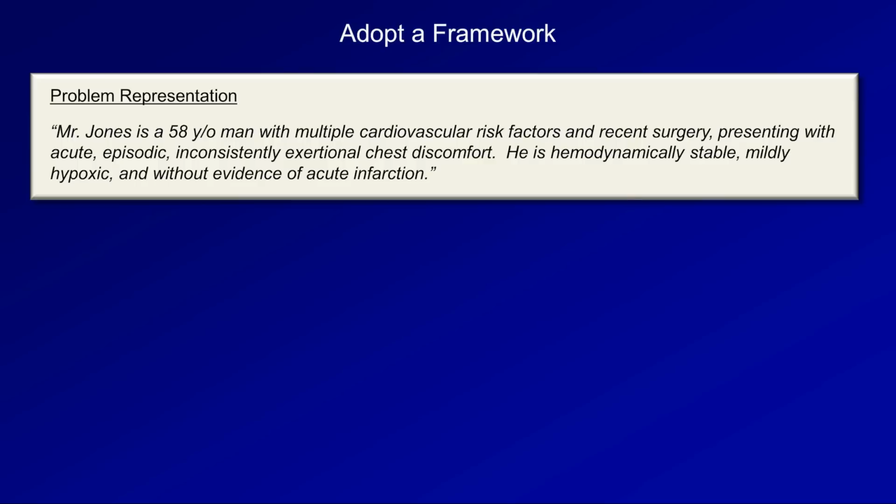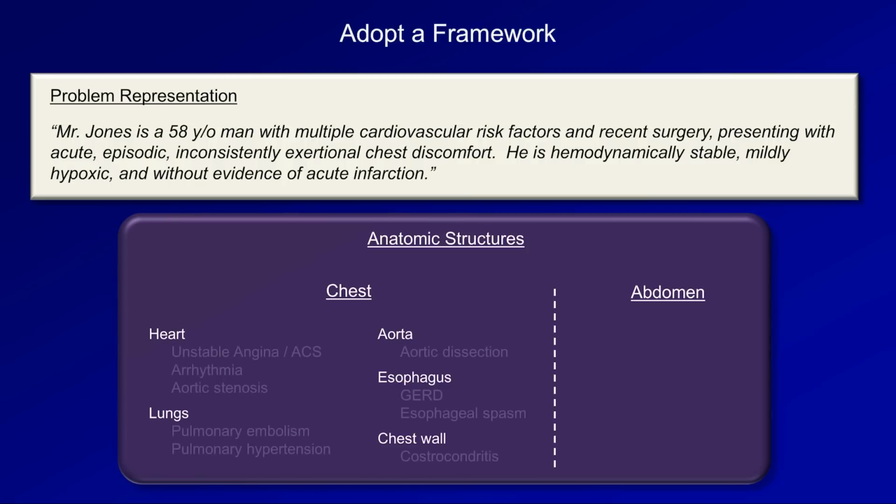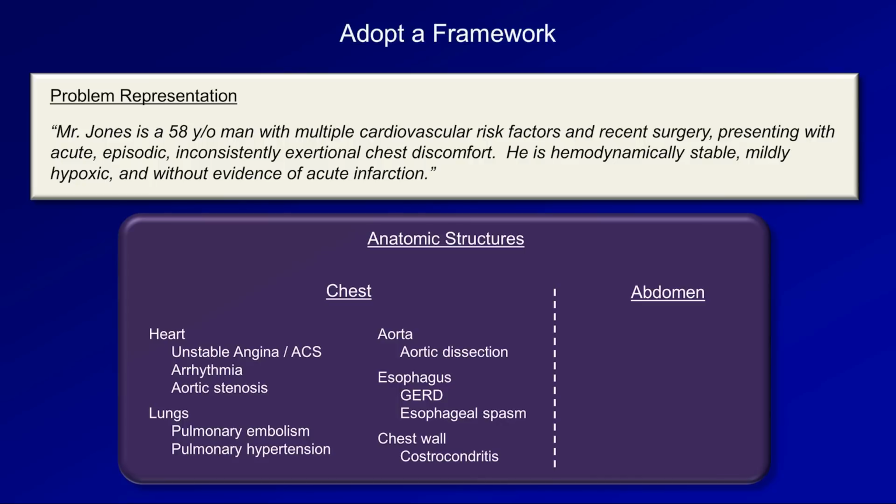The most common framework for chest pain is one based on the organs or anatomic structures in the chest and upper abdomen. For example, structures in the chest include the heart, lungs, aorta, esophagus, and chest wall. Here are some specific diagnoses related to those structures that can cause chest pain. And in the abdomen, we have the stomach, the small and large bowel, and some relevant diagnoses. This is conceptually similar to the framework used for abdominal pain in the last case.